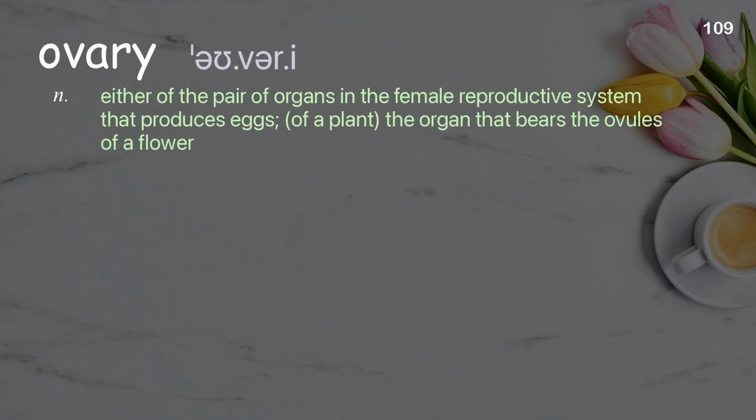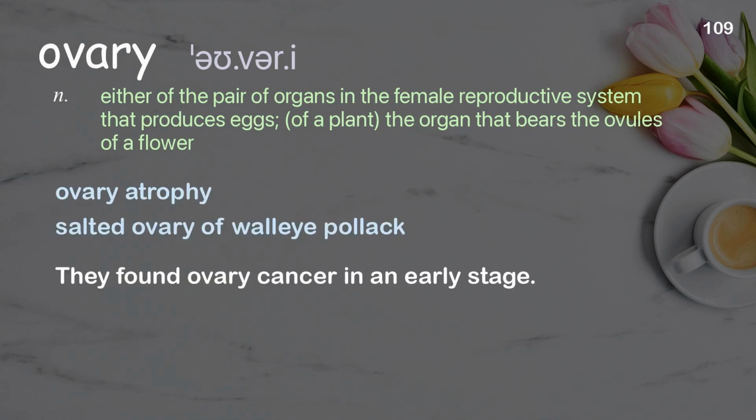Ovary. Either of the pair of organs in the female reproductive system that produces eggs; of a plant, the organ that bears the ovules of a flower. Examples: ovary atrophy, salted ovary of walleye pollock. They found ovary cancer in an early stage.